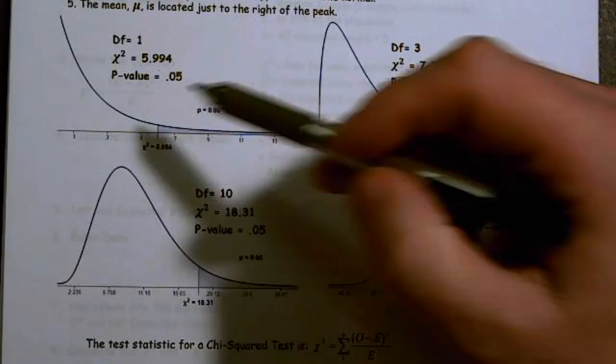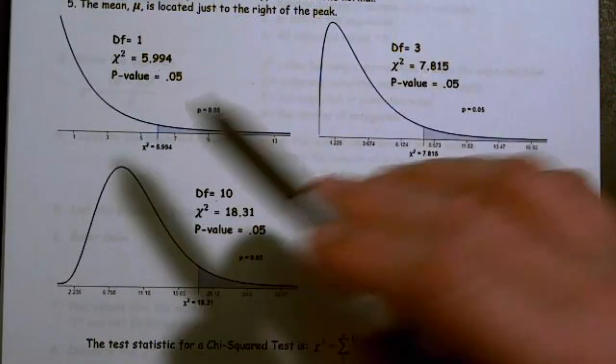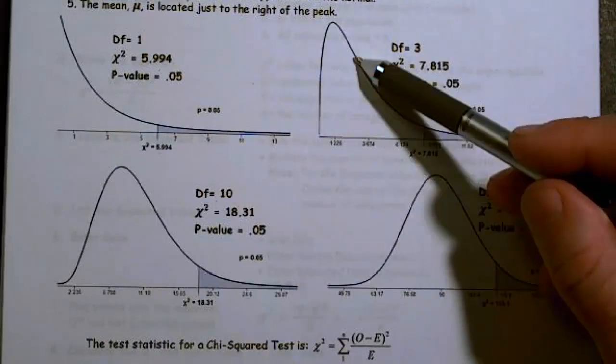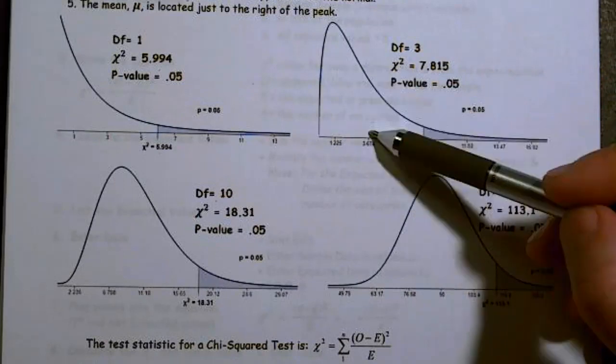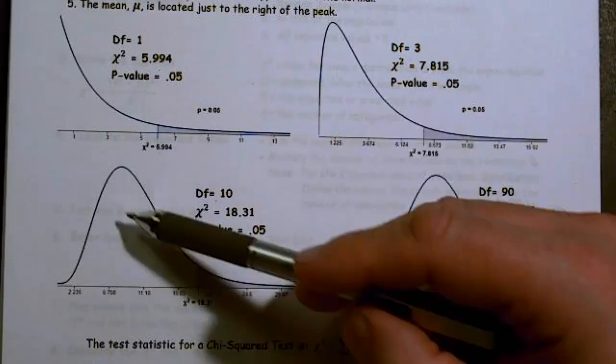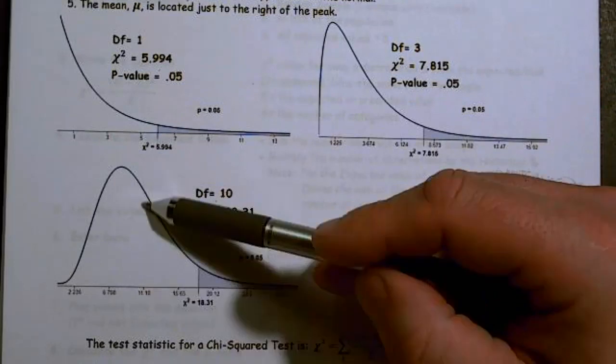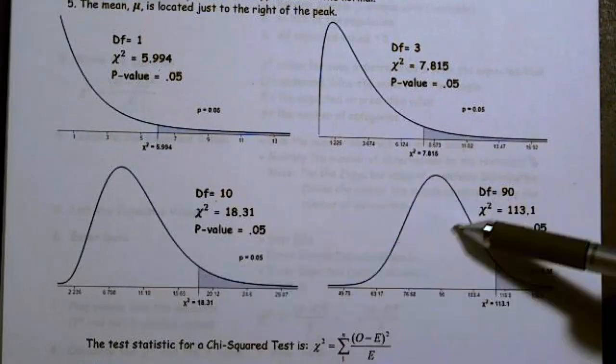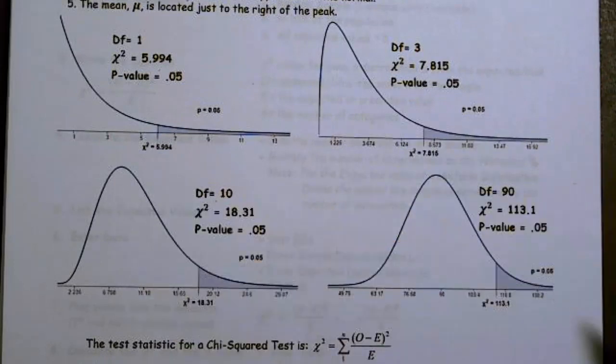Now, if we look at this, it's hard to tell on this one, but we're probably centered somewhere in this range. Here we're centered somewhere in this range, so about 11, and here we're centered at about 90. So you can see that the center shifts to the right as the chi-squared degrees of freedom increase.